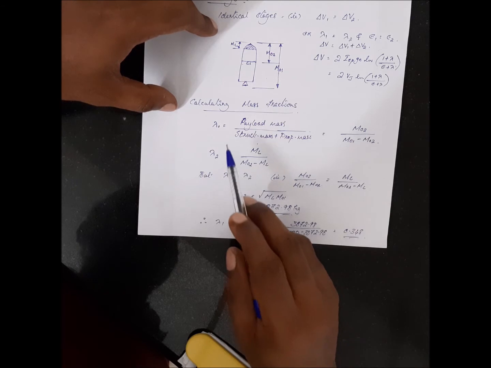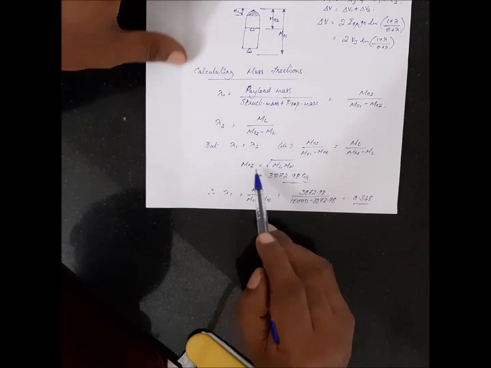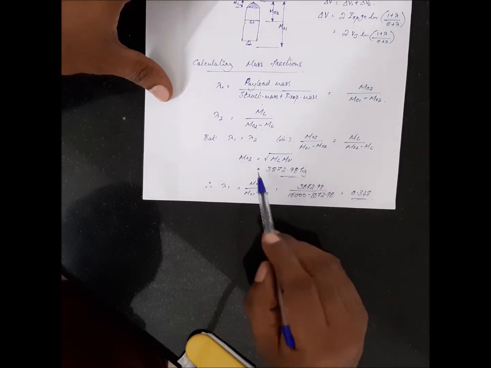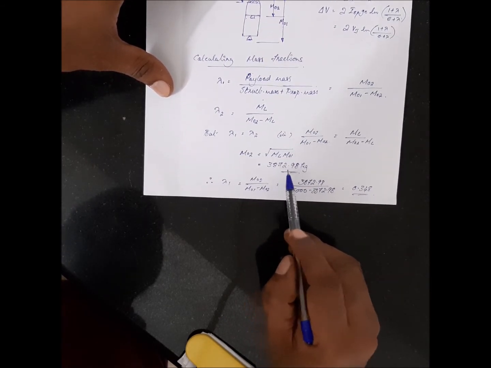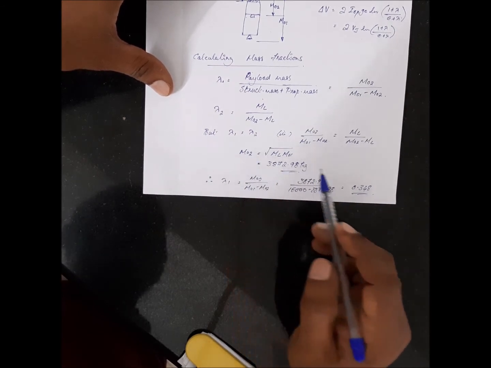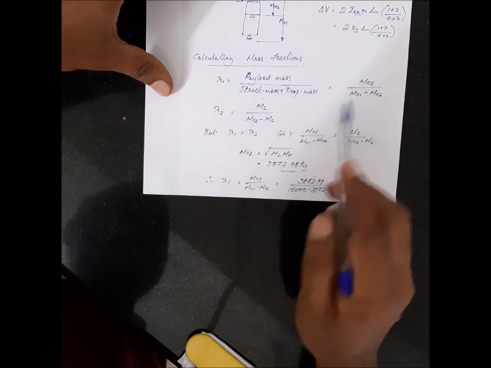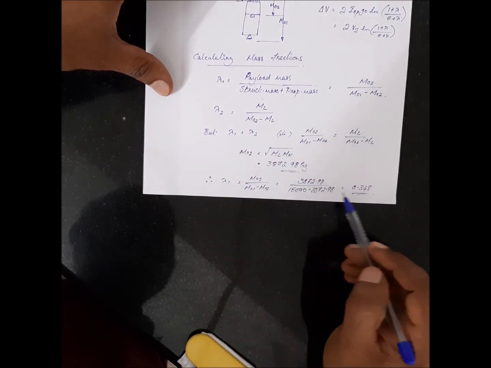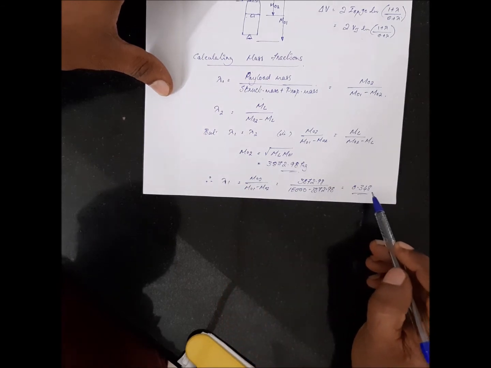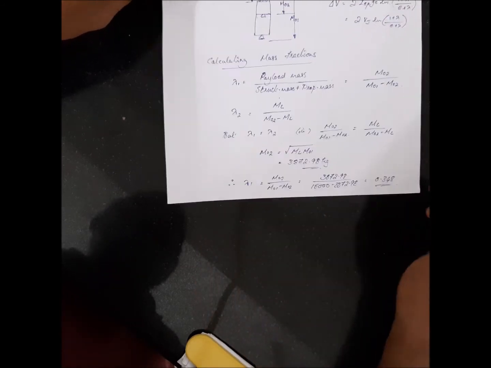Okay, so if you have lambda 1 equal to lambda 2, equate that, you will get M02 equal to root of ML into M01, and you simplify that, you will get 3872 kg as M02. You plug in that value here in lambda 1 or lambda 2, you'll get lambda 1 as 0.348. Okay, so that is the same as lambda 2.